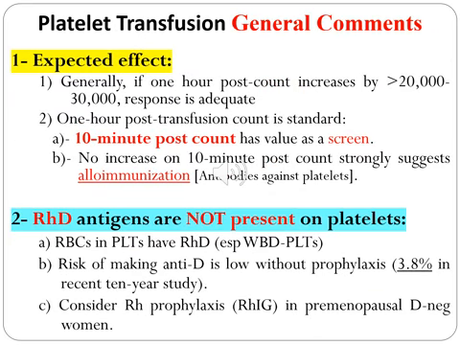After transfusing platelets in its therapeutic doses, we should perform platelet count check 10 minutes after the end of transfusion. If platelet count is not increased, this strongly suggests alloimmunization, or in other words, antibodies against platelets. Second point to consider is to give anti-D or Rh prophylaxis, the Rh immunoglobulin, in premenopausal D-negative women.